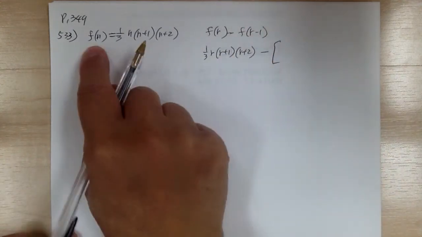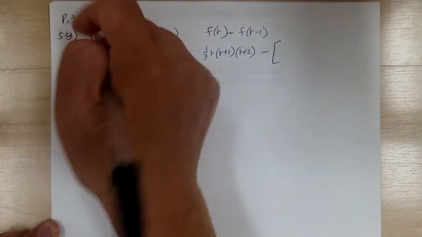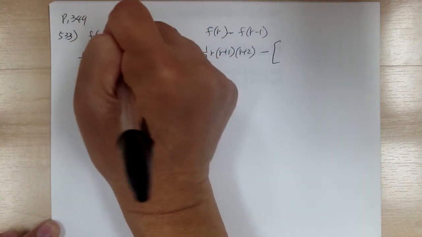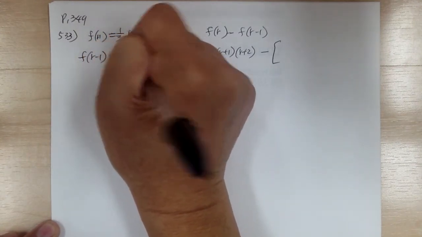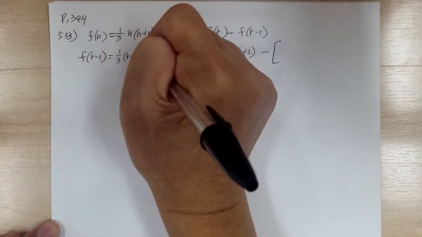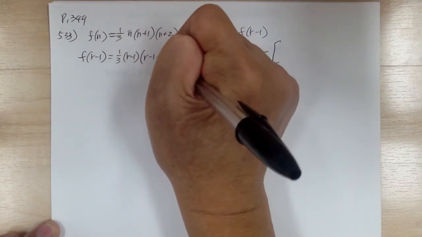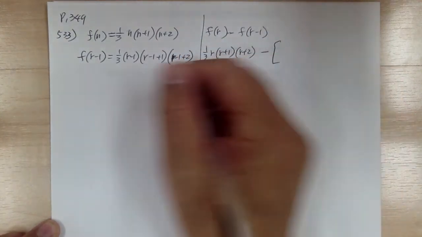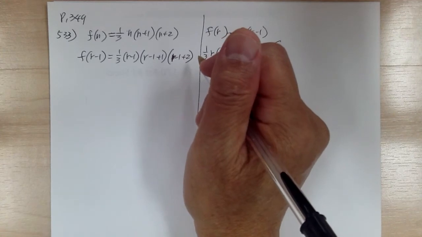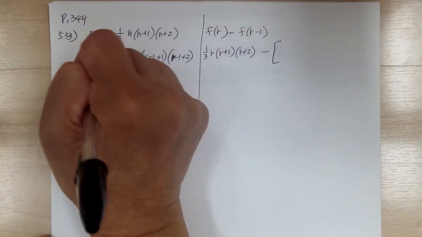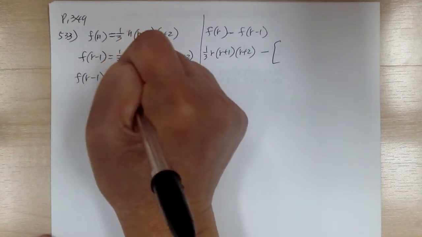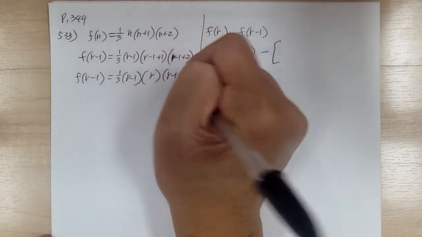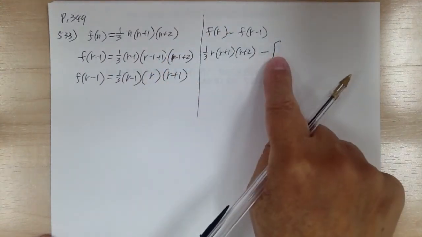So to find this one, we have to put this in here. So f of r minus 1, that means whenever you see n, you change it to r minus 1. So this equals 1/3, n becomes r minus 1, this becomes r minus 1 plus 1, and this becomes r minus 1 plus 2. To simplify a little bit, this is equal to 1/3 (r minus 1), and this becomes r, and it becomes r plus 1. So we're going to put all this in here.